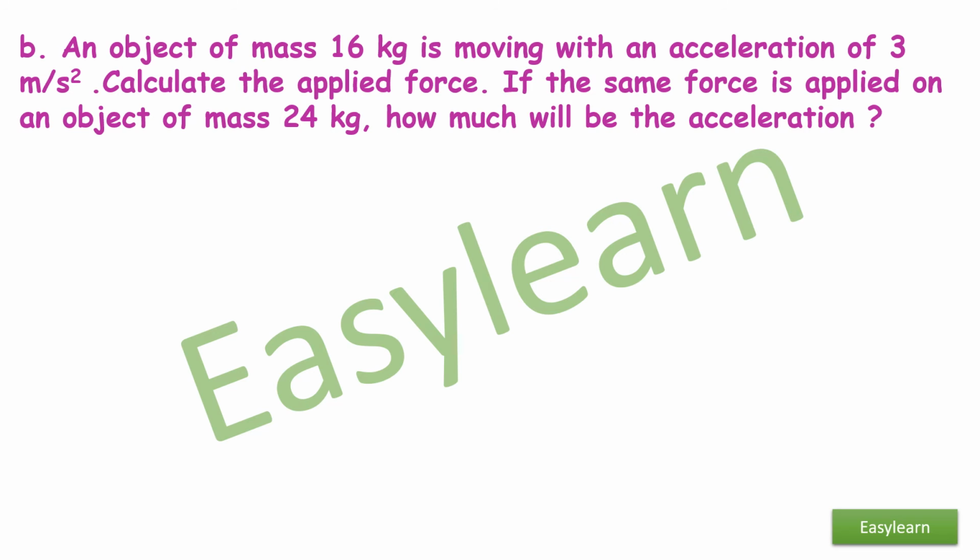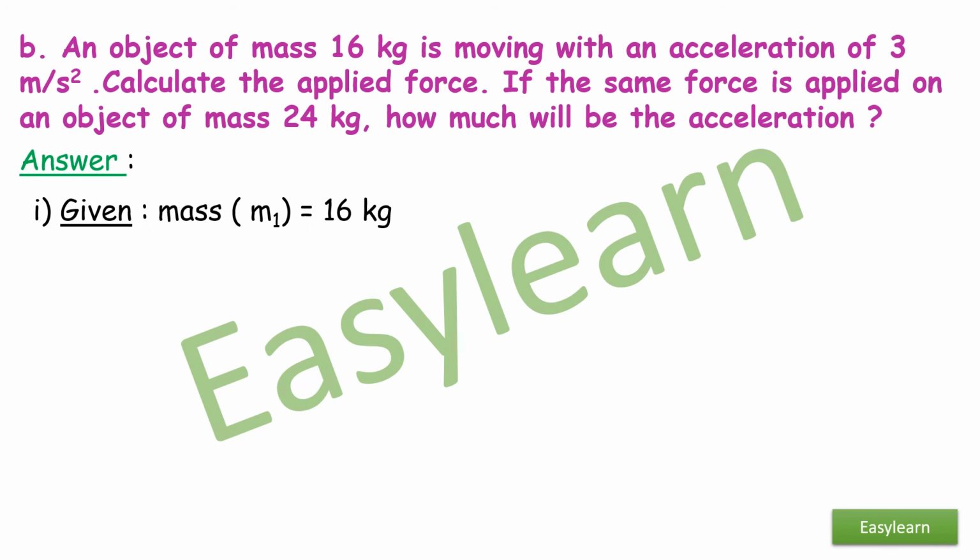Second, an object of mass 16 kg is moving with an acceleration of 3 meter per second square. Calculate the applied force. This is the first part of the question. If the same force is applied on an object of mass 24 kg, how much will be the acceleration? So there are two parts in this question. Let us start with the first part.